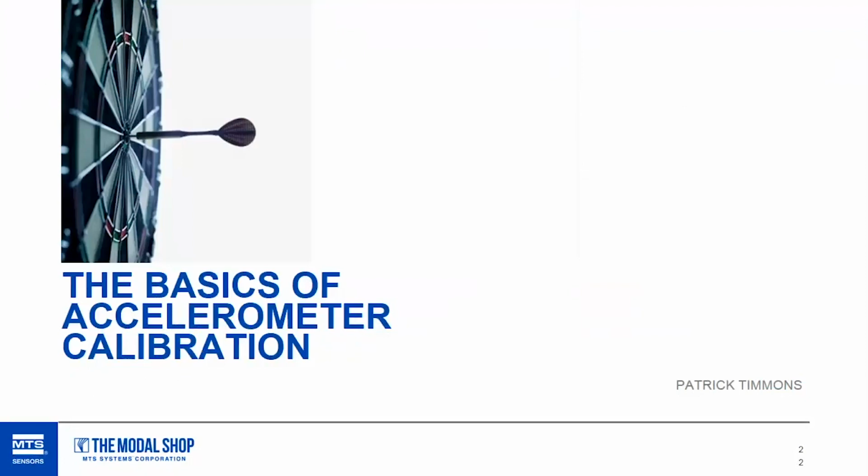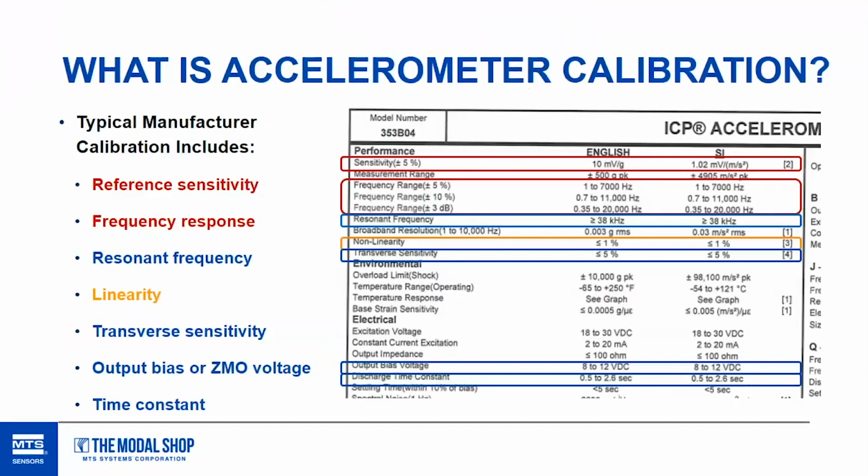I am, once again, Patrick Timmons, and without further ado, let's continue with a little bit of a recap from where we left off last time. We had talked about reference sensitivity and frequency response, the two main things we look for in a recalibration. We also talked about resonant frequency, linearity, and a few of the electrical calibrations: the output bias, the ZMO, and the time constant. What we did not talk about was transverse sensitivity. So that's what we'll talk about here in this last section.